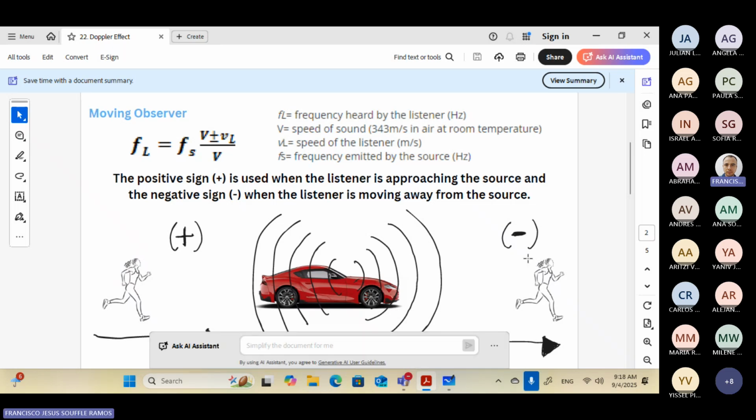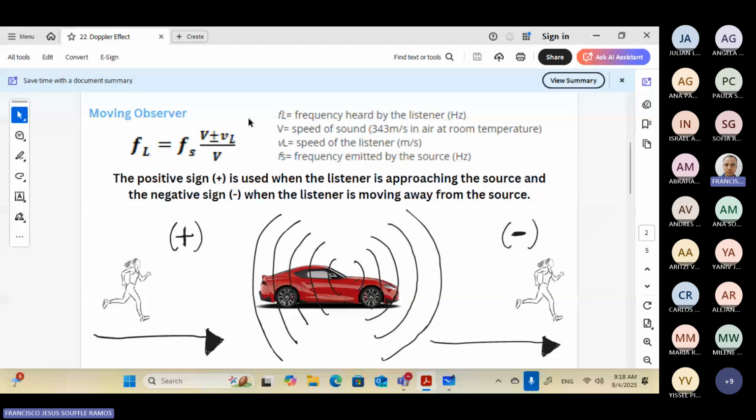But if you are moving away, like right here to the right of the picture, then you will use the negative sign. Now you know what to do with this formula. You know how to apply this formula now. Okay, so those two formulas are, in a sense, easy to apply.